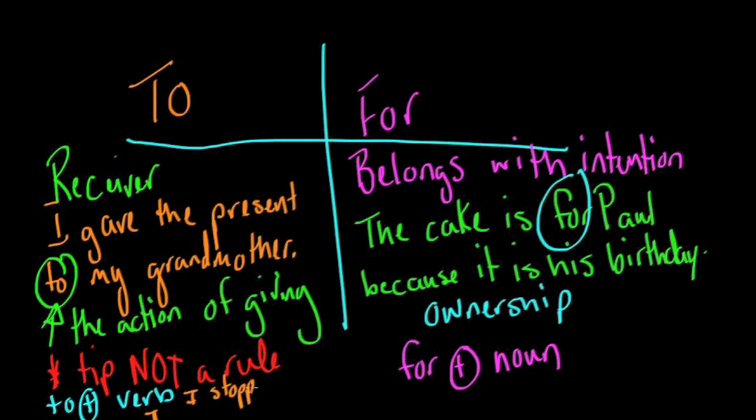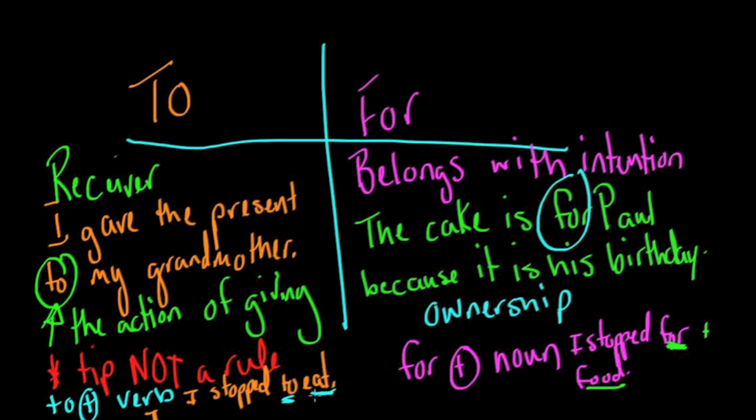I stopped to eat, or I stopped for food. So here we have for plus the noun, and here we have to plus the verb. Again, this is a tip, not a rule. There are many exceptions, but if you're in doubt, perhaps you can apply this tip and it will help you.